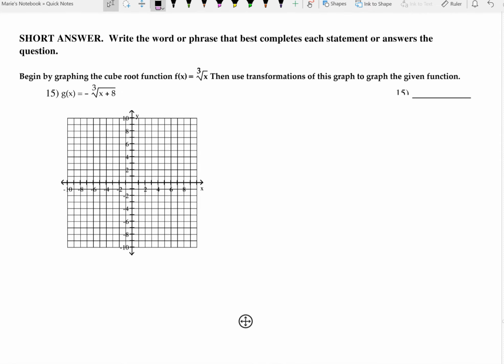Okay, same thing for number 15. Number 15 is really no different. You have the cube root of x, which you have to remember. The cube root of x, generally speaking, looks like this, and it goes through the origin, right?